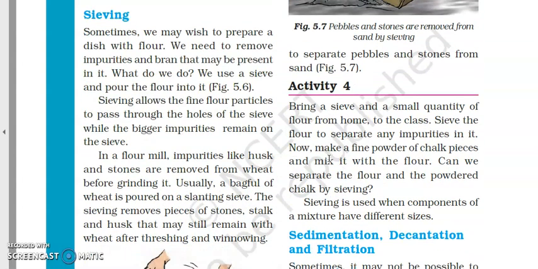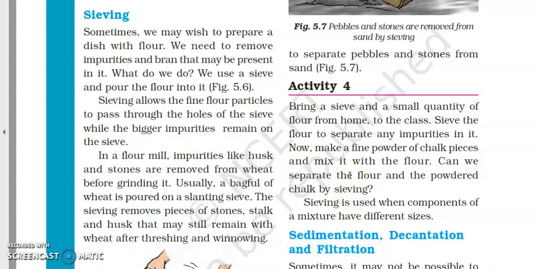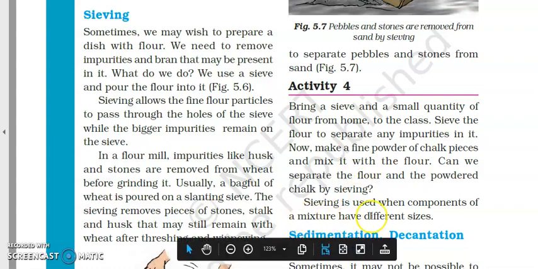So there is an activity, you have to perform it with the help of your parents. You have to sieve the flour using a sieve, and this method of sieving is based on the size of the particle. When the materials to be separated have different sizes, then this method is used. In winnowing, we separated the materials on the basis of their weight, but in sieving, the materials are separated on the basis of their size.